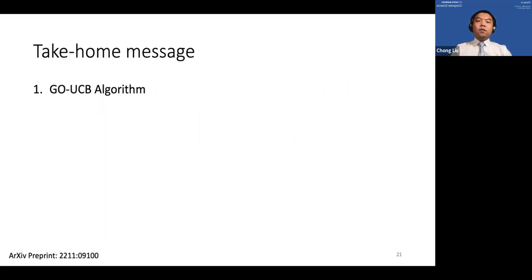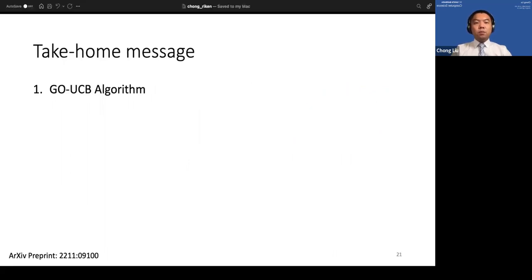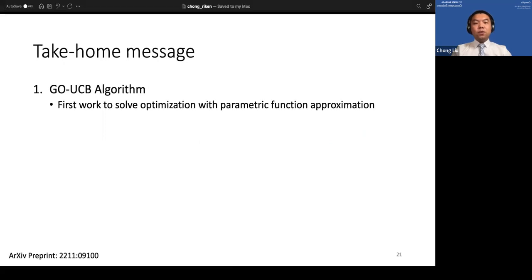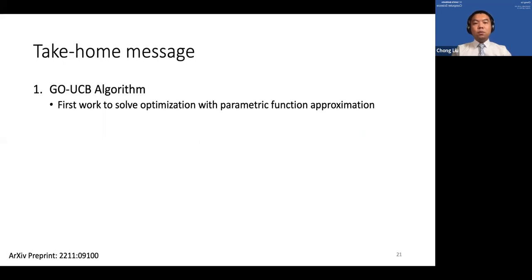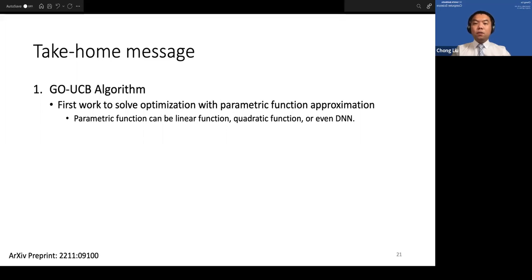To conclude, in this work, I propose the GoUCB algorithm, and this is the first work to solve global optimization with a parametric function approximation. Here, the parametric function is pretty general. It can be a linear function. If it is a linear function, then the problem reduces to the linear bandit problem. But more generally, the parametric function can also be a quadratic function, and even a deep neural network.